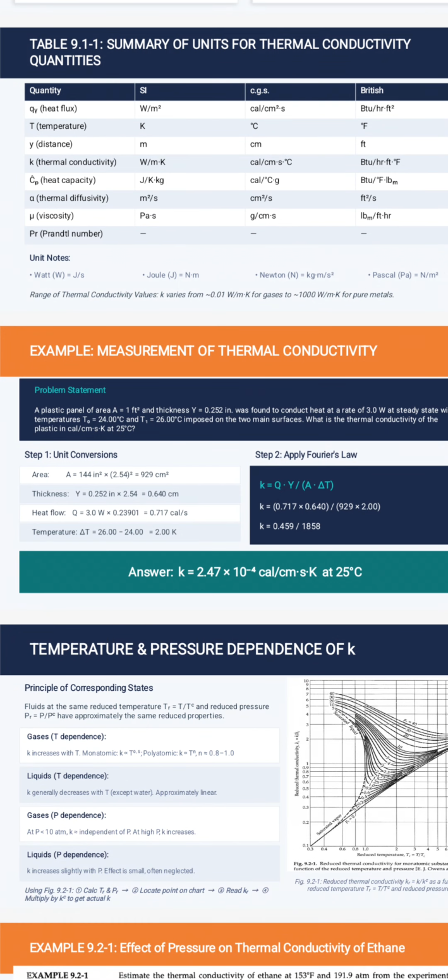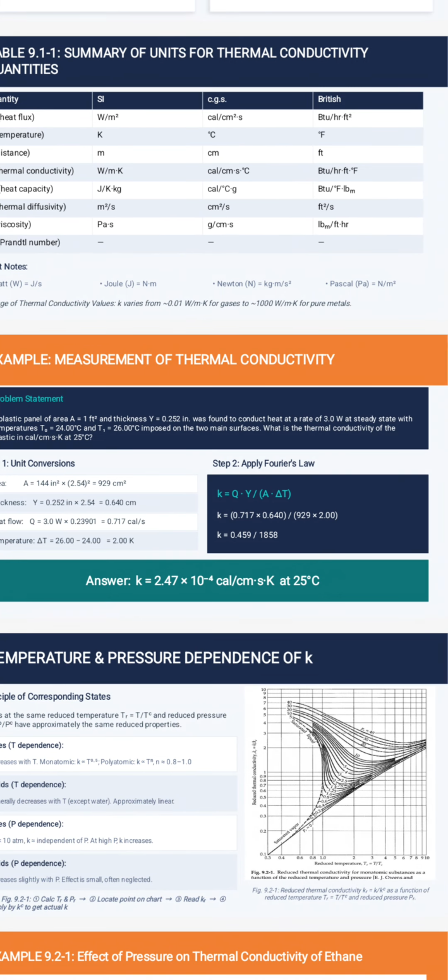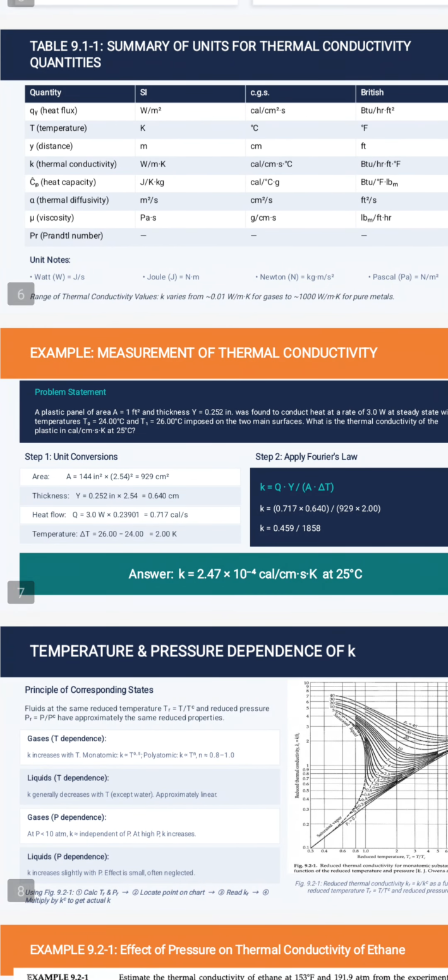A plastic panel of area 1 feet square and thickness y equal to 0.252 inch was found to conduct heat at a rate of 3 watt at steady state, with temperature T0 equal to 24 degrees Celsius and T1 equal to 26 degrees Celsius imposed on the two main surfaces. What is the thermal conductivity of the plastic in calorie per centimeter second Kelvin at 25 degrees Celsius? So how do we know?